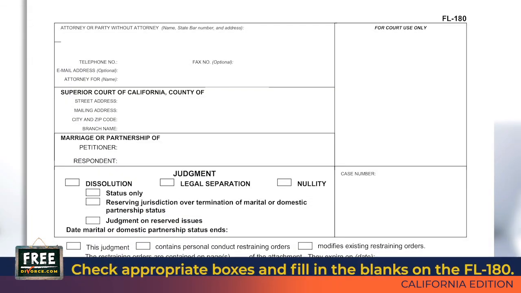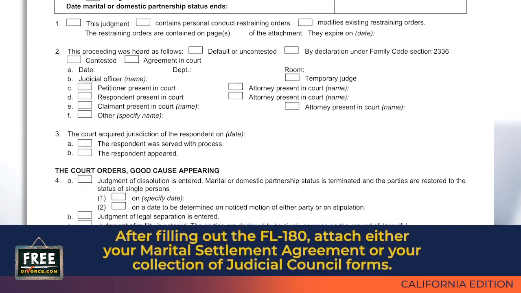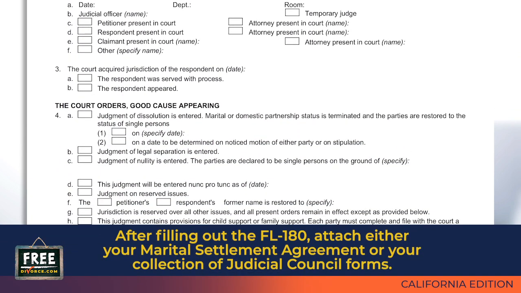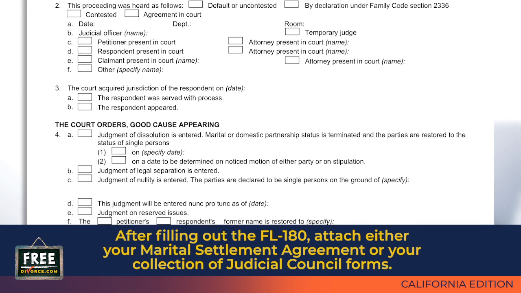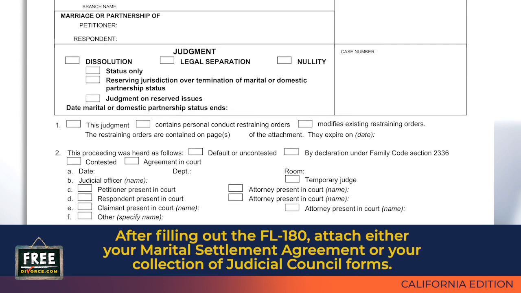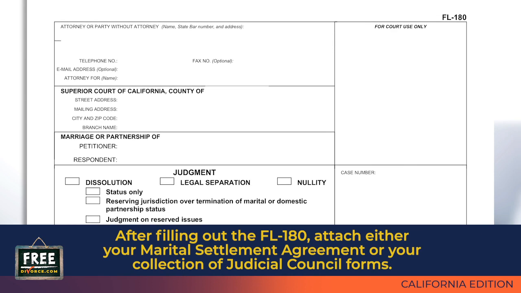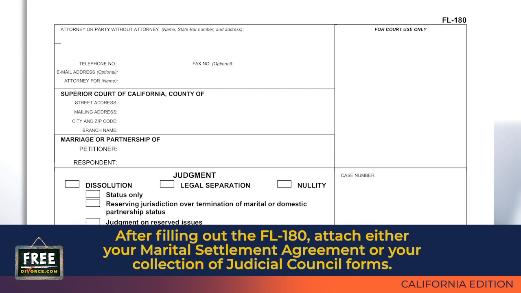After I pull up a blank FL180 from the database, what do I do? Fill it out by checking various boxes on the form and filling in the appropriate blanks. After you have completed the form, print it. Then attach to the FL180 either your marital settlement agreement or your collection of the various Judicial Council forms dealing with property division, spousal support, and, if you have minor children, child custody and child support.